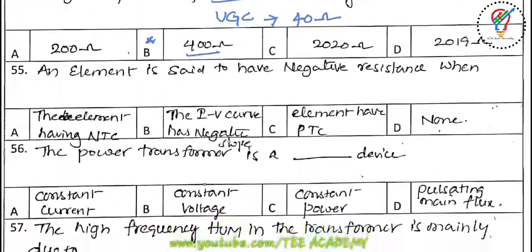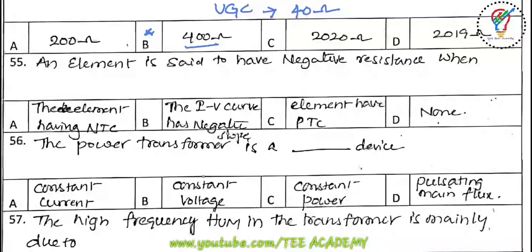The next question is from the subject of networks. An element is said to have negative resistance when? The options are: the element has a negative temperature coefficient, NTC meaning negative temperature coefficient; the current and voltage curve has a negative slope; or the element has a positive temperature coefficient; D is none. I will repeat again: the current and voltage curve has a negative slope.